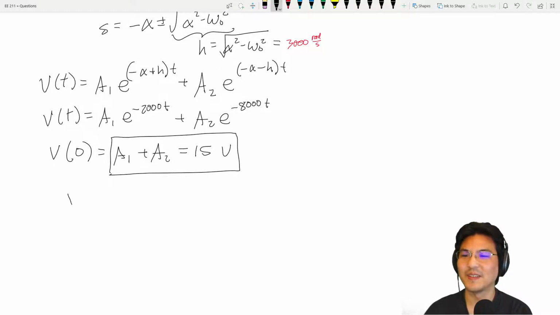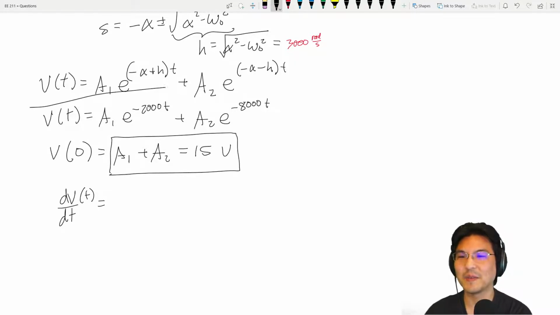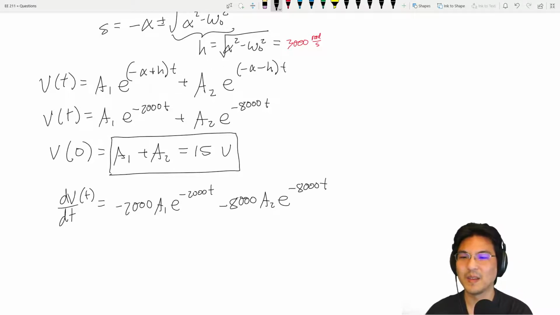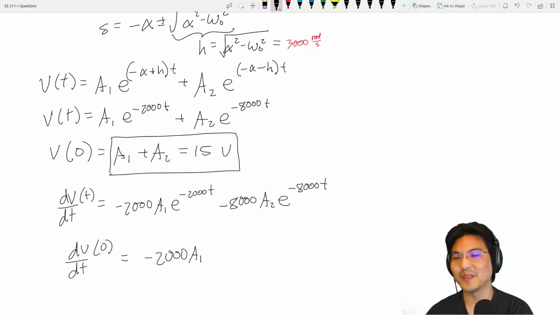So we can use dv dt. Okay, so let's take the time derivative of this. So that would be minus 2,000 A1 e to the minus 2,000 t plus negative 8,000 A2 e to the minus 8,000 t. And then we need dv, the initial condition, at t equal to 0. Right, which would be minus 2,000 A1 e to the 0 minus 8,000 A2 e to the 0 equals, what do we, what is dv dt at time equal to 0?